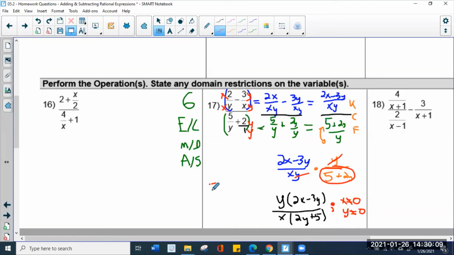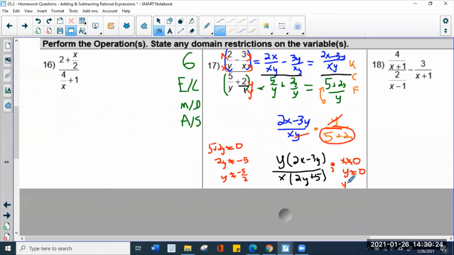Okay, so I'd have to take 5 plus 2y equals 0 and say it can't equal that. And you just got to remember where this comes from. It comes from finding anti-answers, right? So that's the anti-solution. So y cannot equal negative 5 halves as well.